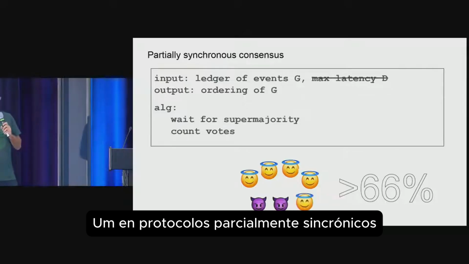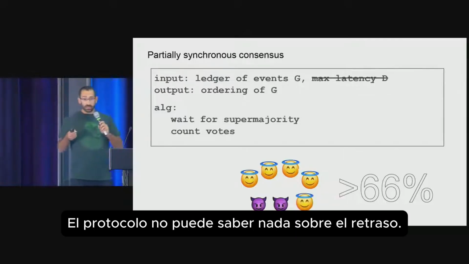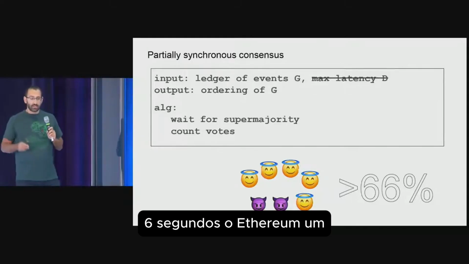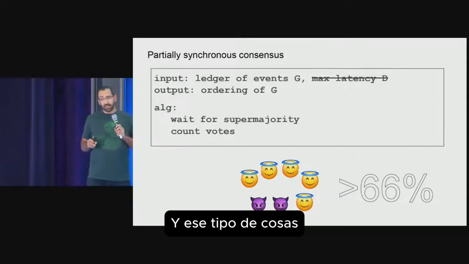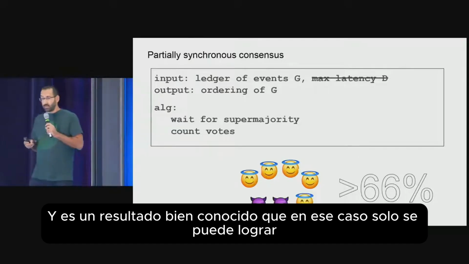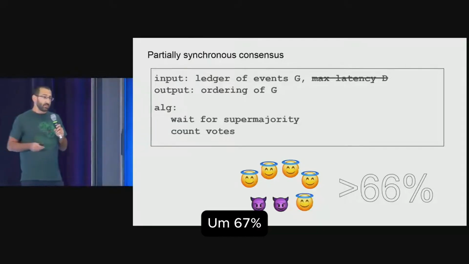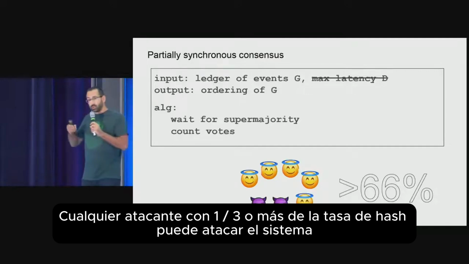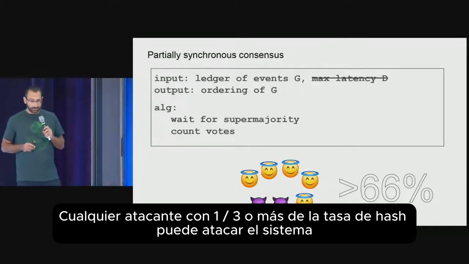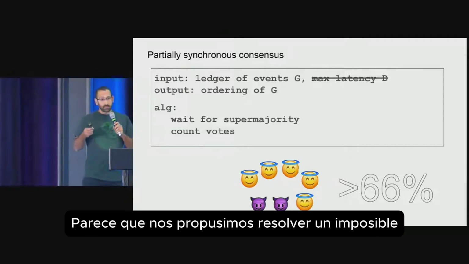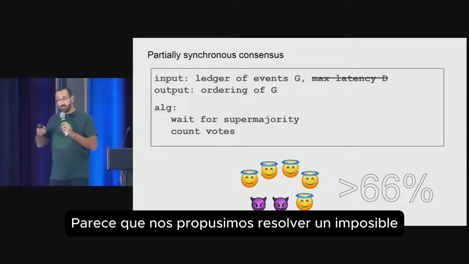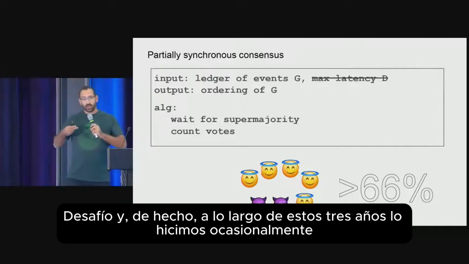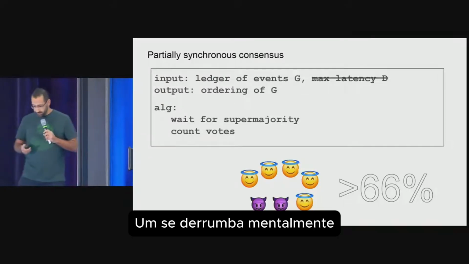In partially synchronous protocols, the protocol is not allowed to know anything about the delay. So no 10 minutes, no 5-6 seconds in Ethereum, and that sort of stuff. And it's a well-known result that in that case, you can only achieve 67% or 34% resiliency to Byzantine attackers. Any attacker with a third or more of the hash rate can attack the system. So with these two results, it does seem that we set out to solve an impossible challenge. And indeed, throughout these 3 years, we did occasionally break down mentally.